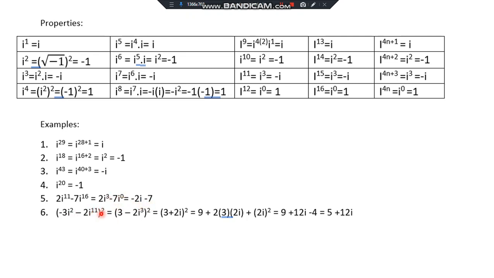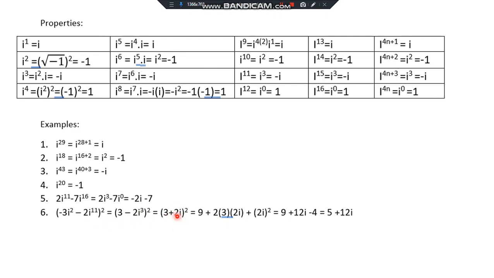Here, if you want to have square, i squared is minus 1 times minus 3, it's 3. i^11, if you divide it by 4, remainder is 3. 8 plus 3. So it's i cube, and i cube is minus i, times minus 2. Minus i times minus 2 is 2i.